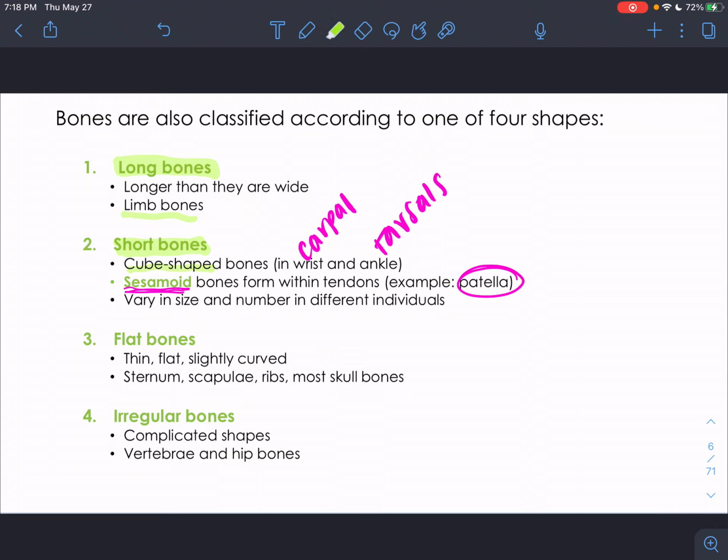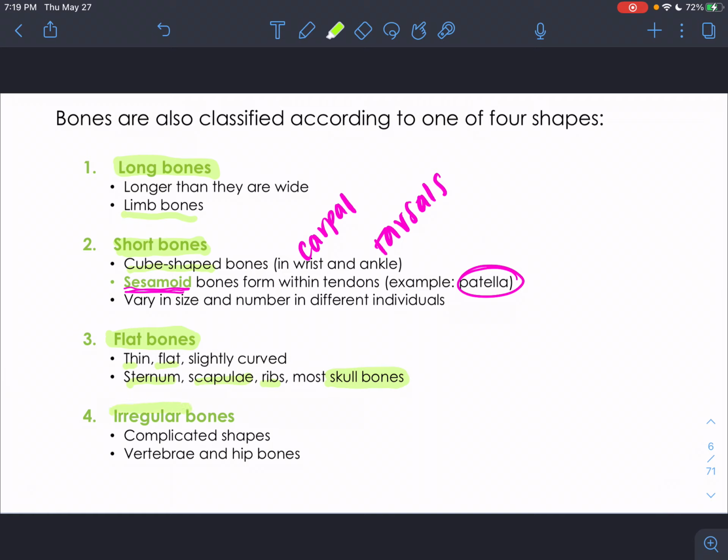Okay. We have flat bones that are going to be thin, flat, and oftentimes curved. So your sternum, scapula, your ribs, and most of your skull bones. So the bones that make up your skull are all flat.